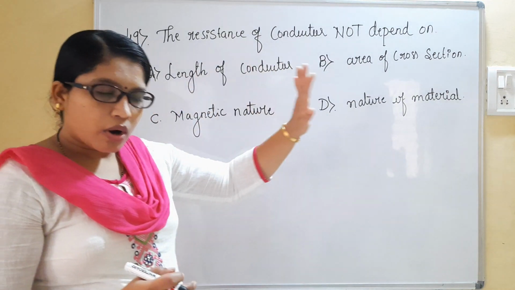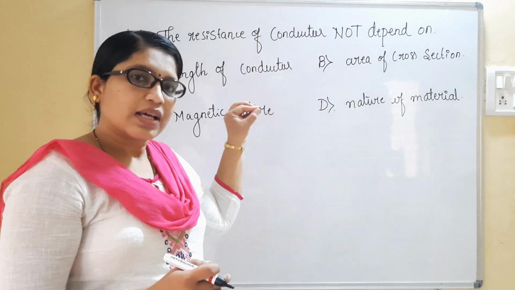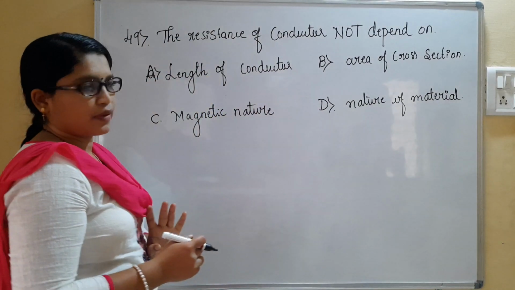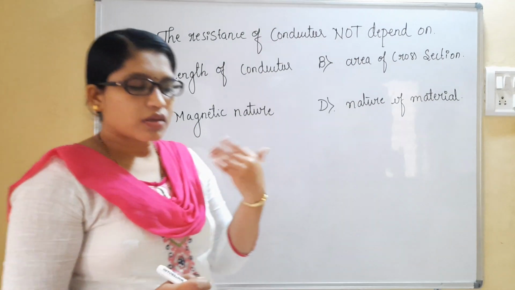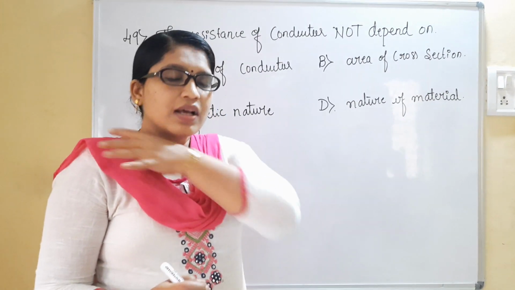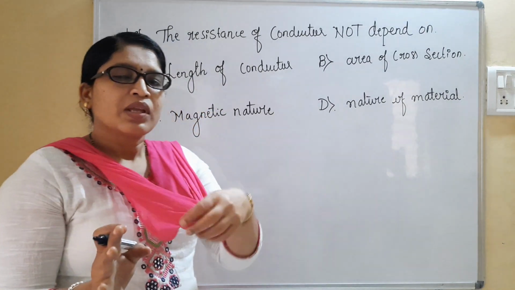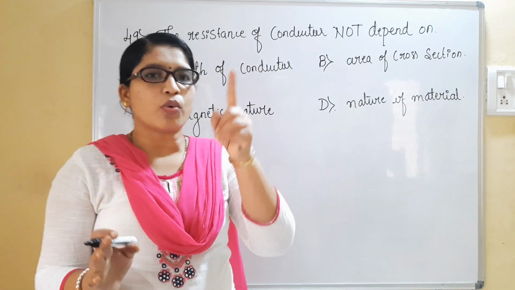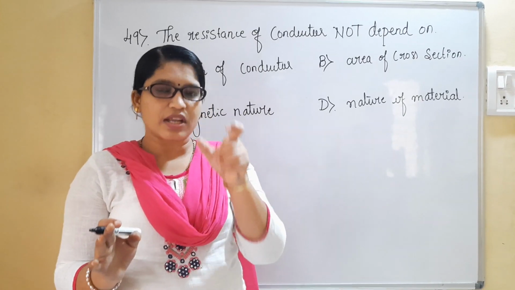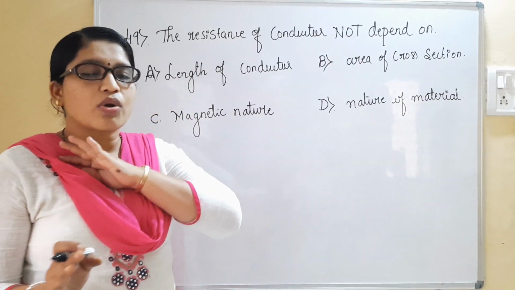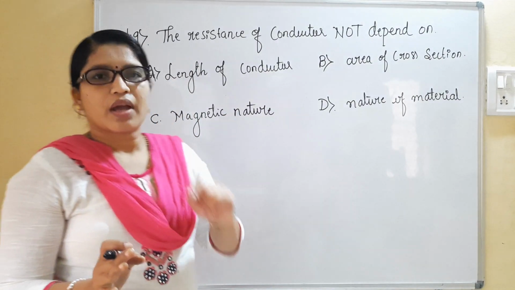So in all the factors on which resistance depends, we have to see first. Then we will understand on what kind of parameter the resistance does not depend. Here, out of these 4 options, only one option is correct, on which the resistance is not at all dependent. So that one we have to find out here.